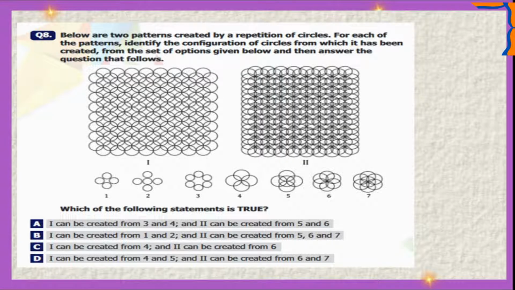Option C is 1 can be created from 4 and 2 can be created from 6. To make such kind of patterns, we need at least 2 designs. Option D is 1 can be created from 4 and 5 and 2 can be created from 6 and 7. So you can see design 4 at the corners of pattern 1 and design 5 in between the pattern. Similarly, design 6 can be found at the corners of pattern 2, whereas the design 7 is all around the shape. So option D is the correct one.